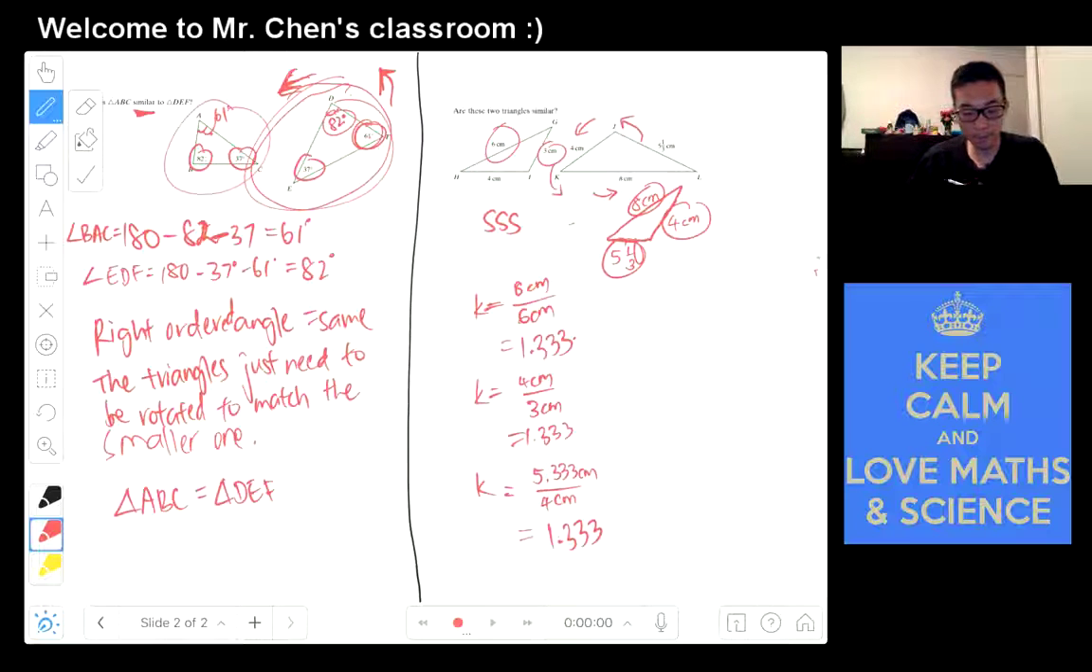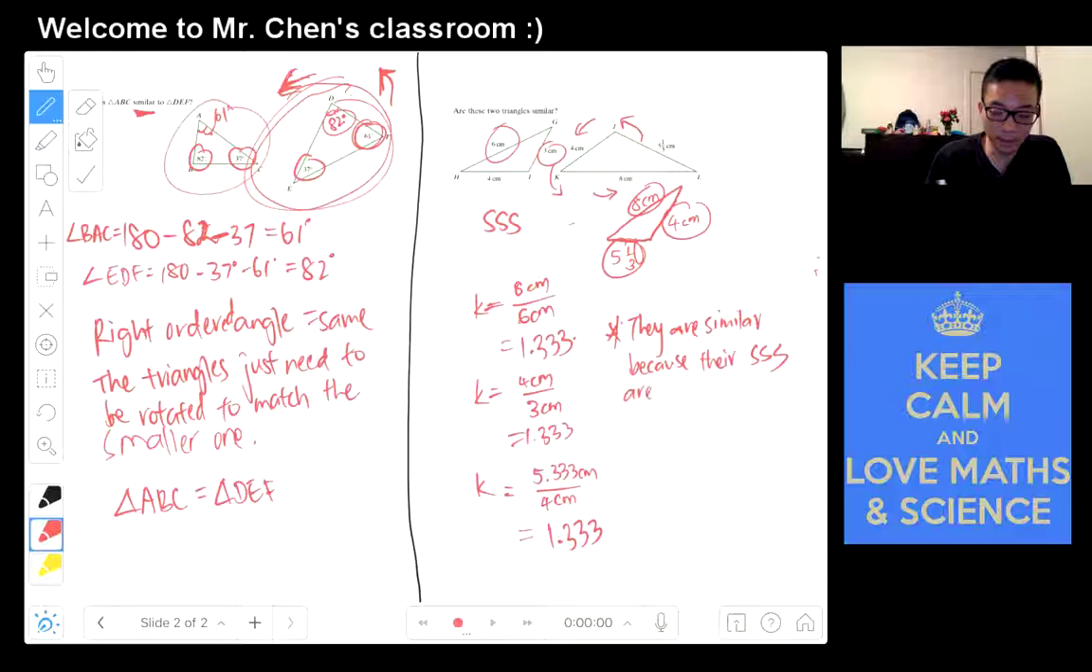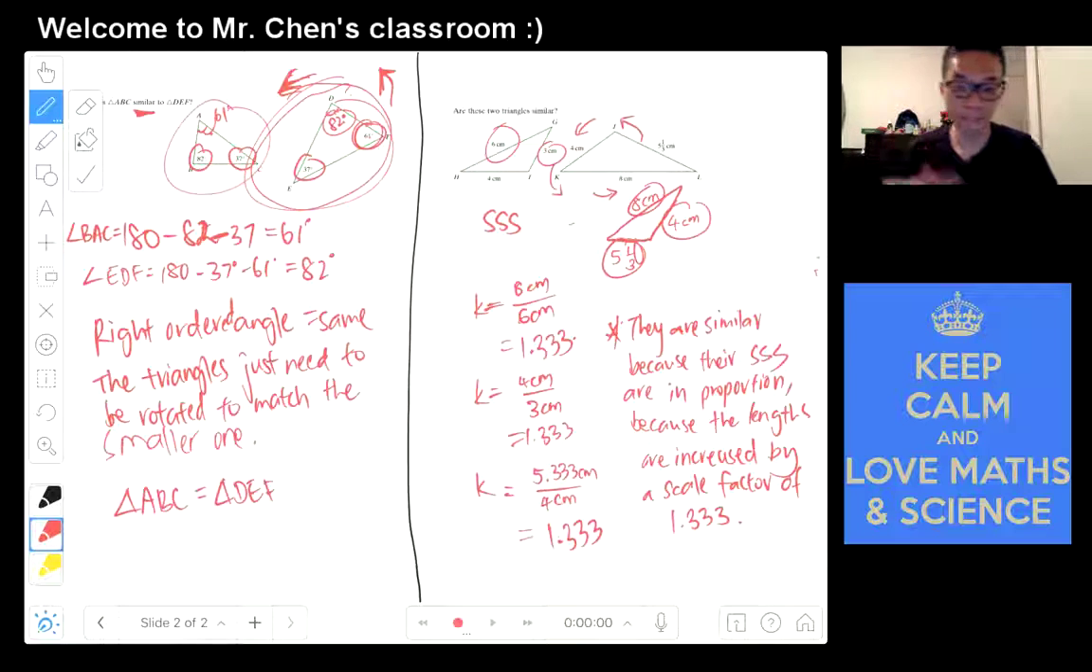So they are similar. Okay, the answer is they are similar because their sides are in proportion, because the lengths are increased by a scale factor of 1.333 recurring. That's it, guys.